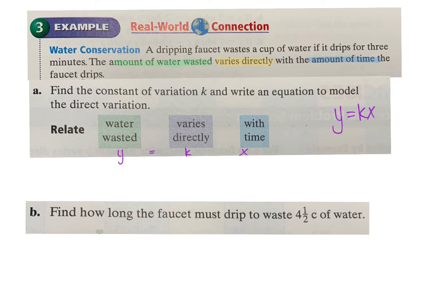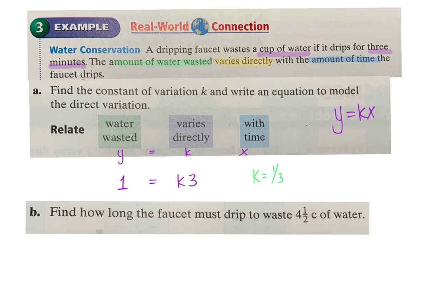And so they want us to write an equation, so we have to find the k. What they have actually given us is an x and a y. All right, water wasted. How much water is wasted? What did they tell us in the first sentence? A cup of water. All right, so 1 cup of water we know is wasted. We don't know k, but we know the time. Where did they tell us the time? 3 minutes right here. So we know it looks like that. So then what is k? K is going to be 1/3.